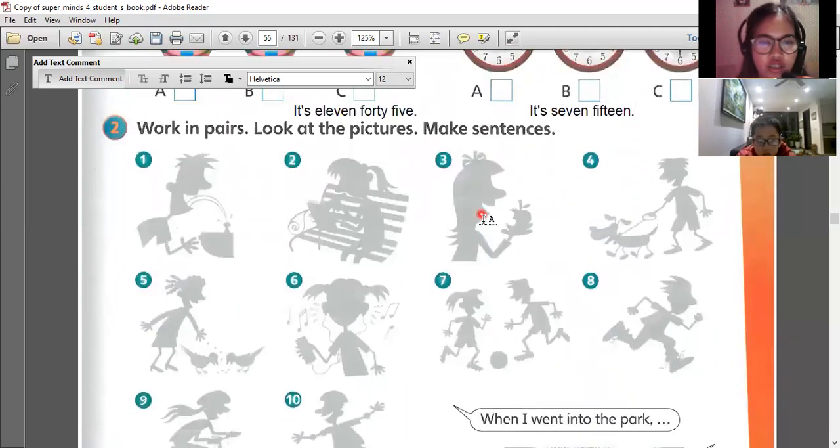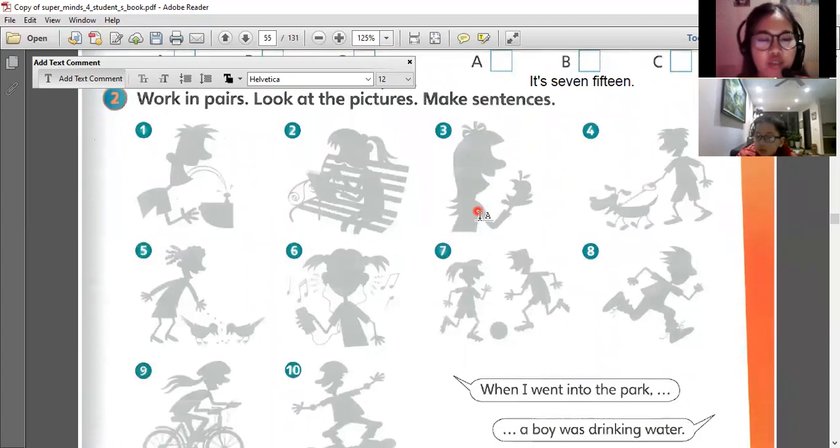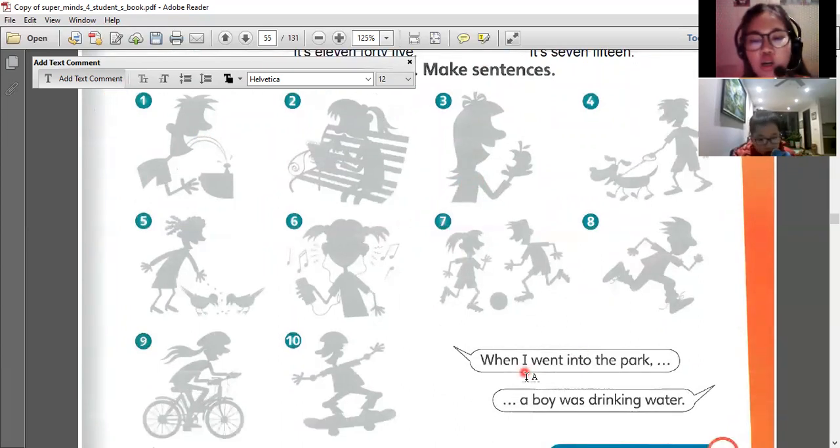All right, so since you don't have a pair, you just have to do it by yourself. You have to make sentences on what is in the picture. For example, when I went into the park, I saw a dog and we played. And after that, a boy was drinking water. Something like that, okay? So you can make your own sentence according to what's in the picture. All right, so let's start number one.